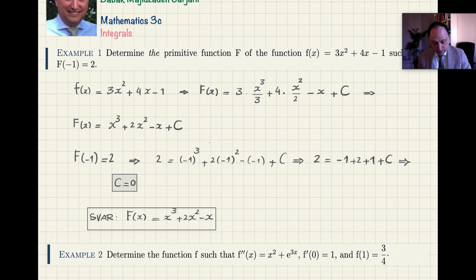Okay, if someone asks you what you have found as the answer, you would say that I found the function whose derivative is this. You can check. If you take the derivative of this function, it becomes that. But not only this, if I put minus 1 instead of x, the answer would be 2. So that is the only primitive function equipped with that extra piece of information. Any questions?